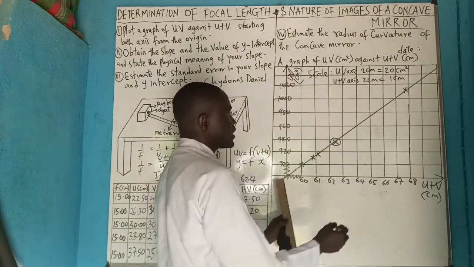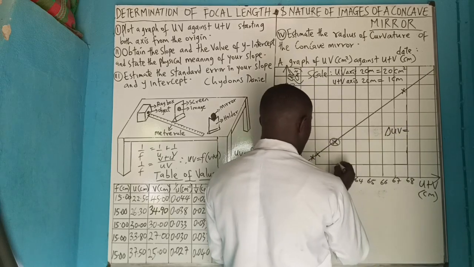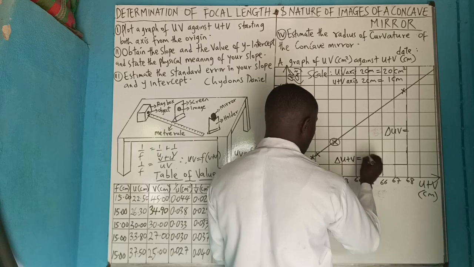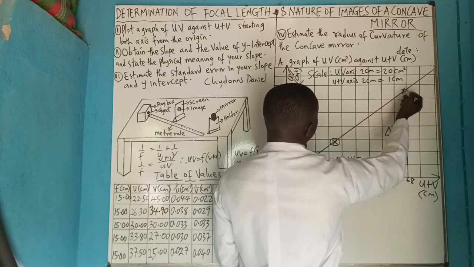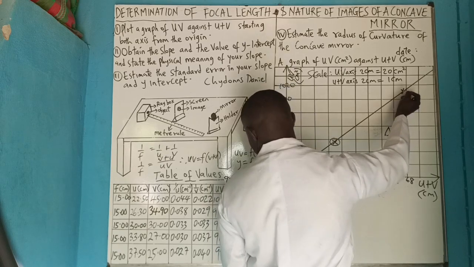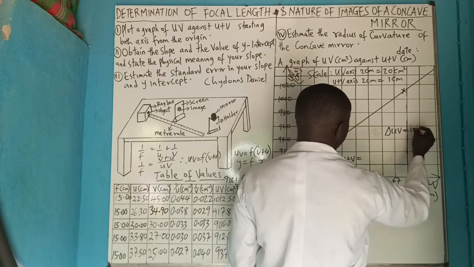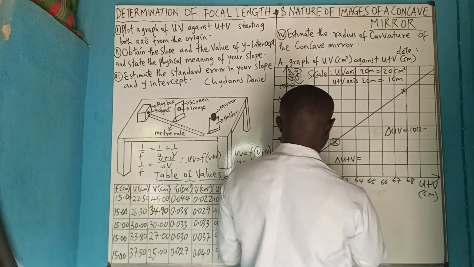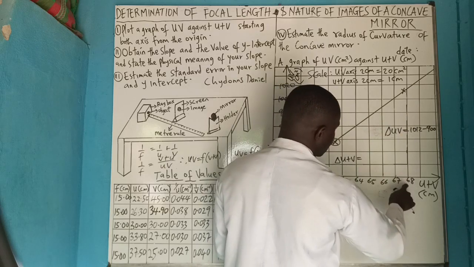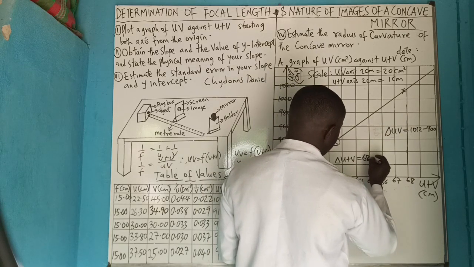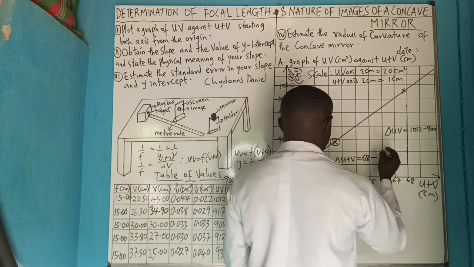Okay, I've drawn my vertical. I call this one change in UV, I call this one change in U plus V. Now, the highest point here is taken to be 1012, minus the lowest point, which is 900. Then for this one, we take 68 minus, take this point to be 60.